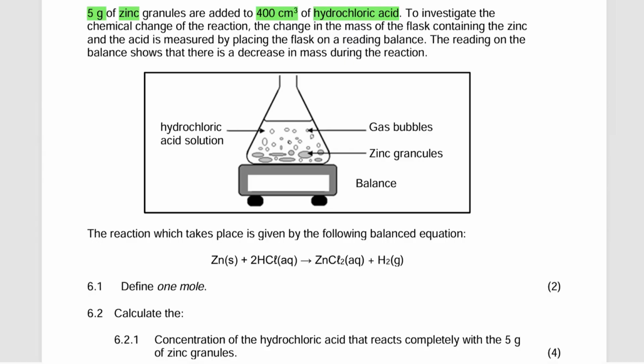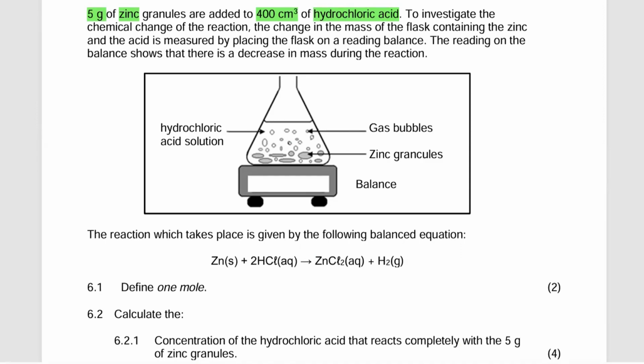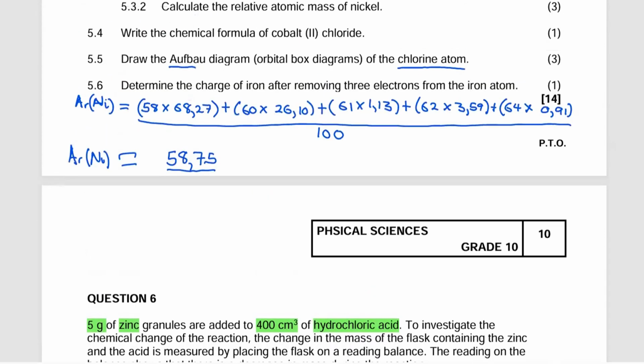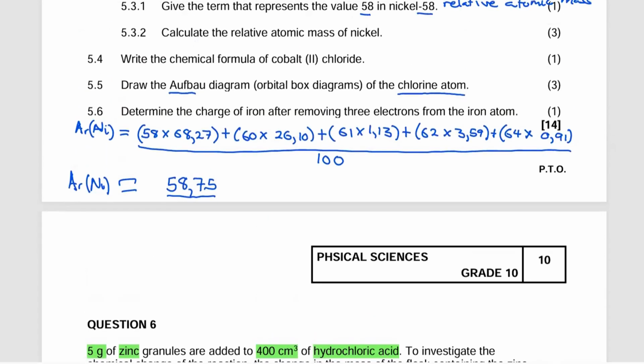Okay, then we'll proceed to say the reaction which takes place is given by the following balanced equation. Then we're having our zinc. Let me just scroll a bit up there and see. Okay, yeah, I think I skipped a question. Okay, 5.6, sorry about that one.